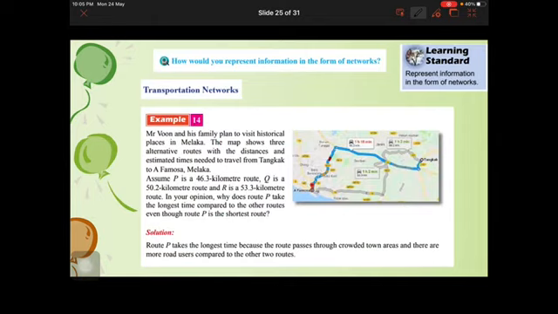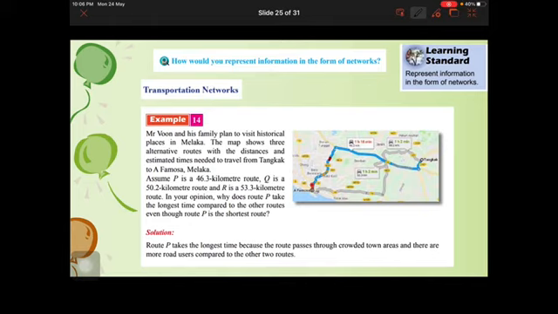Now, the fourth learning standard, to represent information in the form of network. So just to recall again, what we have learned before this is what is a simple graph, what is a graph with loops and multiple edges, then directed and undirected graph, weighted and unweighted graph, and then how we draw a subgraph and also a tree. That is all about the basics of network. Now, how would you represent the information in the form of network? The information that we have in real life situations, how do we transform it into network?